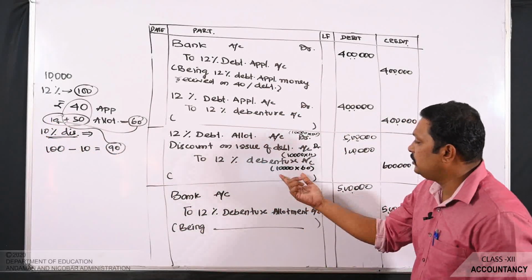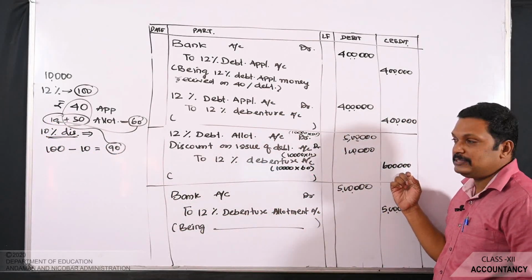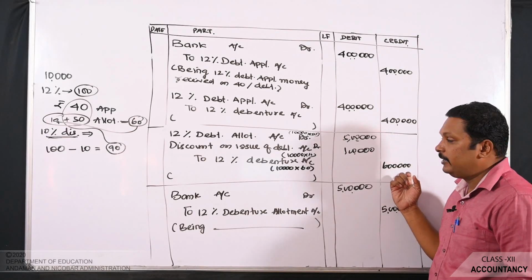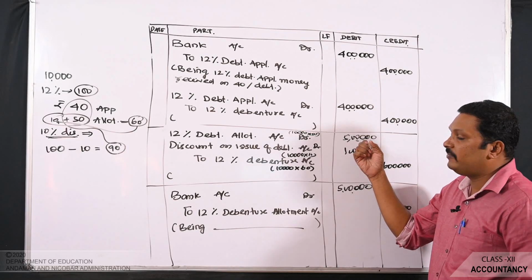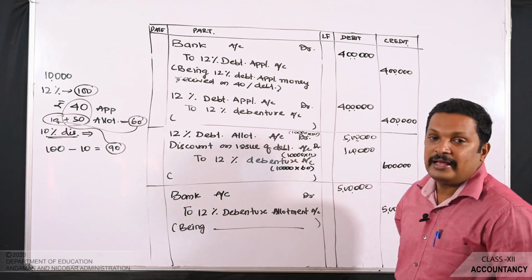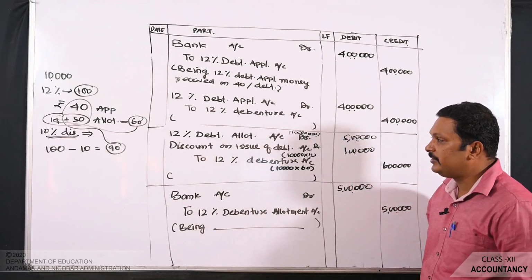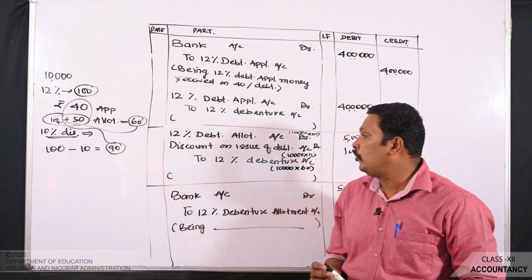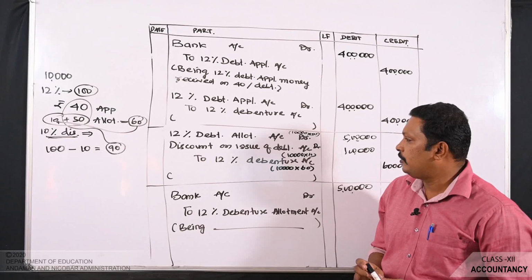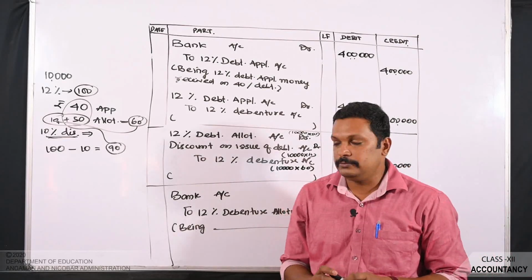So 10,000 into 60, it is 6 lakh rupees. Actual money is to be received, but we issue at only 50. So we received only 5 lakh. So we give 1 lakh as a discount. So the entry is 12% debenture allotment account debit, discount on issue of debenture account debit, then to 12% debenture.